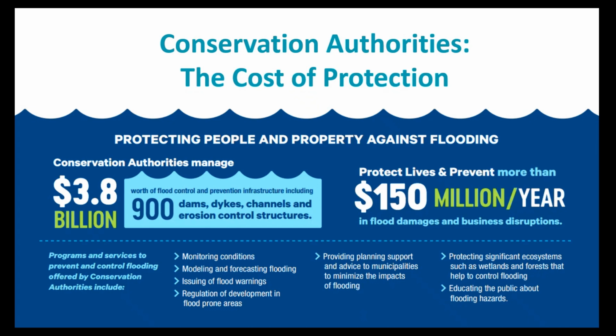Our programs and services to prevent and control flooding include our monitoring conditions, modeling and forecasting of flooding, issuing of flood warnings, regulation of development in flood-prone areas such as floodplains, providing planning support and advice to municipalities to minimize the impacts of flooding after construction, protecting significant ecosystems such as wetlands and forests, which also help to control flooding and create biodiversity spaces for our species at risk, and educating the public about flooding hazards and what they can do on their own business properties.